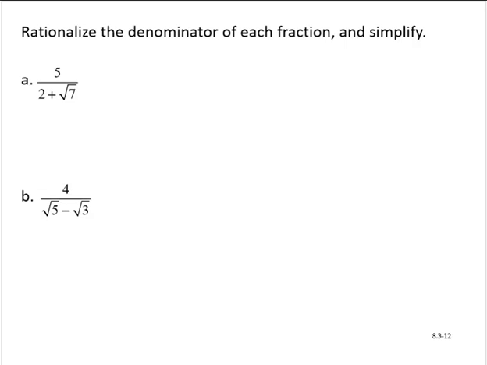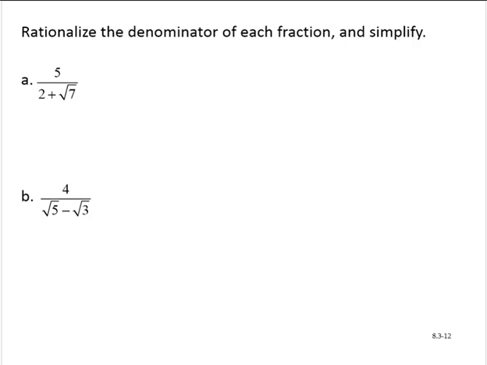Rationalize the denominator of each fraction and simplify. In exercise A, we have 5 divided by 2 plus the square root of 7. So our goal is to force the denominator to become a rational number. We need to get rid of that radical.